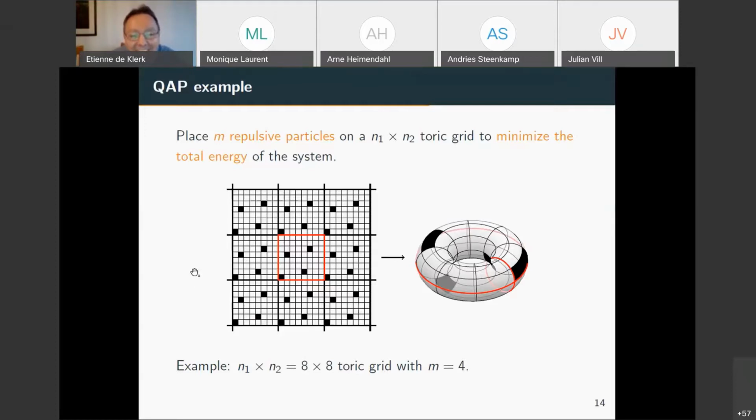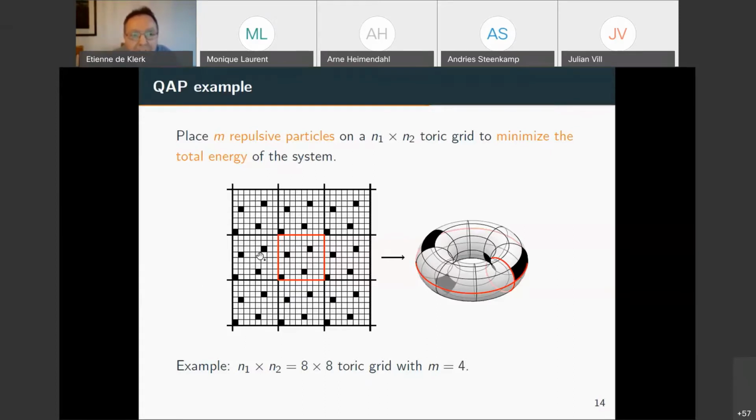Okay, and the point is that this toric grid we can also interpret as a tiling of the plane. Here we have an 8x8 toric grid, so we can also view it as a repeated 8x8 grid, which we can use to tile the entire plane. And the idea is to put these particles on the grid in such a way that they correspond to a minimum energy configuration.